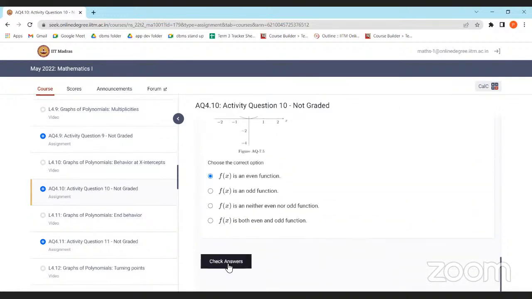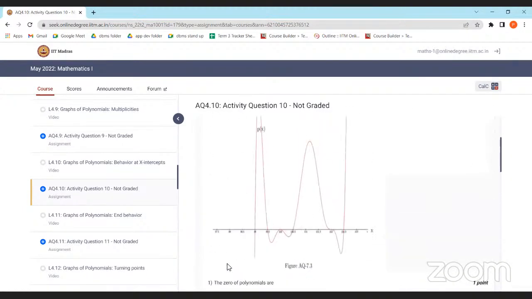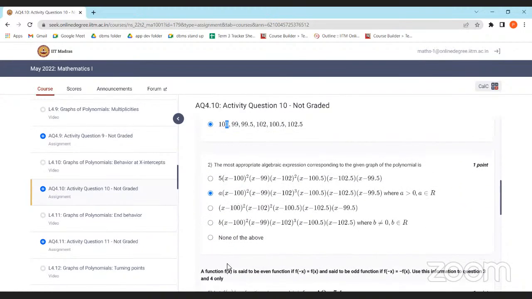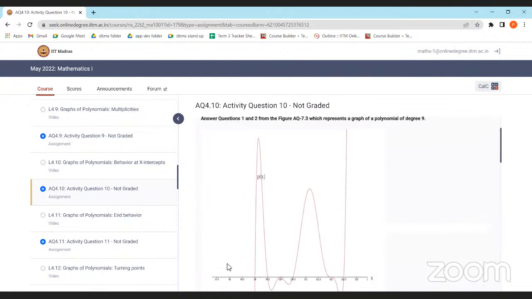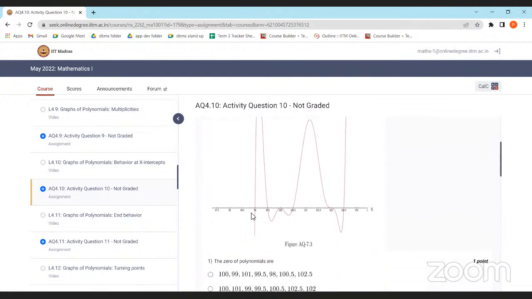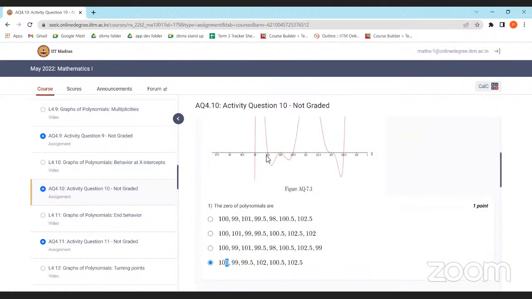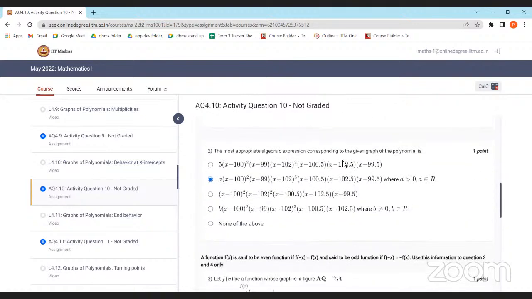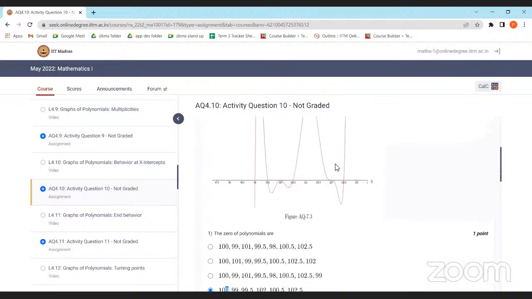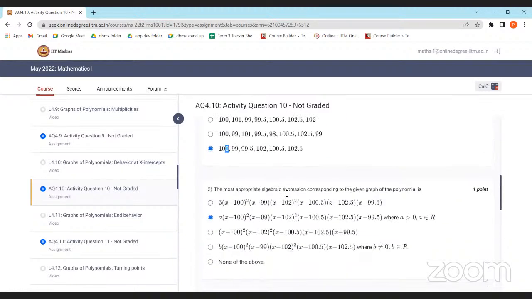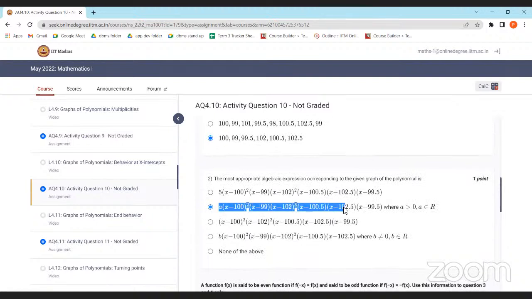4.11, sir, last question I said. Okay, 4.11, we'll go to that. Don't worry. Now here you can see the second question. Once we know the zeros of these polynomials, we can say (x - 99) to the power 1, (x - 99.5) to the power 1, and here it will be linear. Here you can see it will have the even power, so (x - 100) to the power 2. So this can be a second degree polynomial: a(x - 100)^2 (x - 99)(x - 99.5), where a is greater than 0, right?